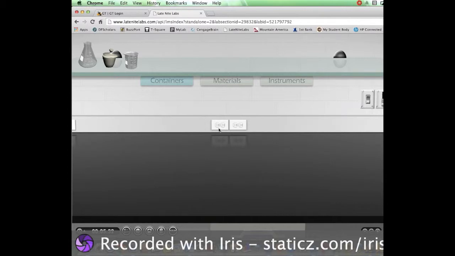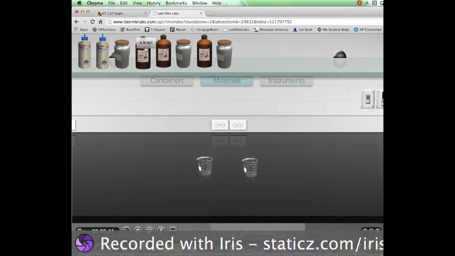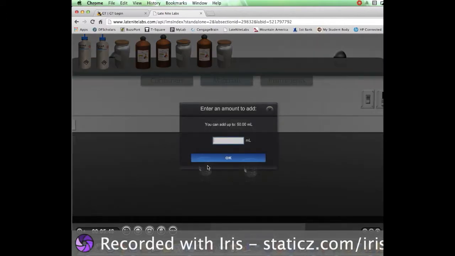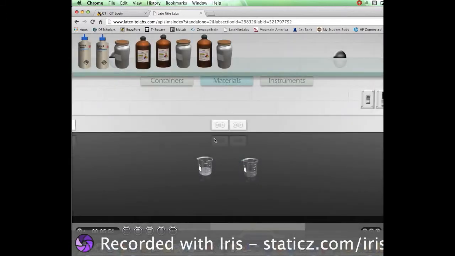Double displacement. Alright. So what we're going to do here is get two 50 milliliter beakers, and we're going to add some materials. First thing we're going to add is 15 milliliters of the sodium hydroxide. So let me just put that in the beaker. Do 15 milliliters. And in the other beaker, we're going to go with 6 milliliters of nickel chloride.